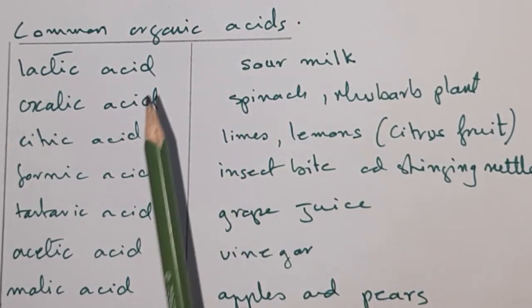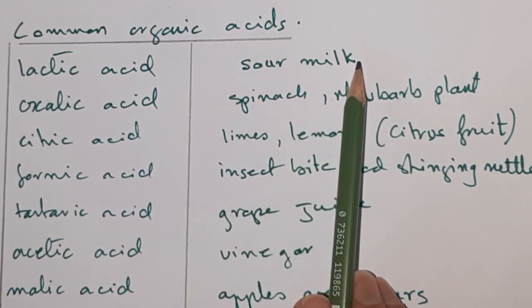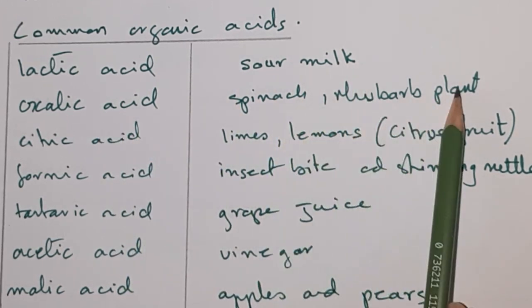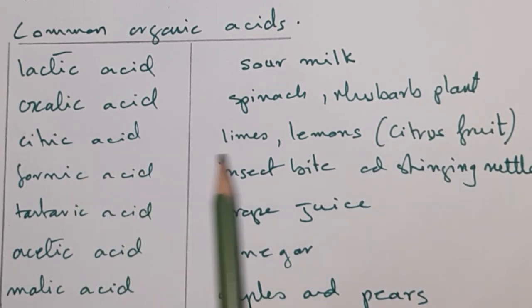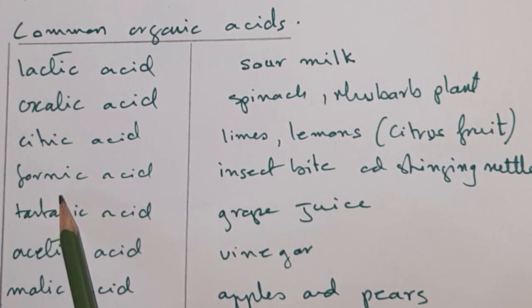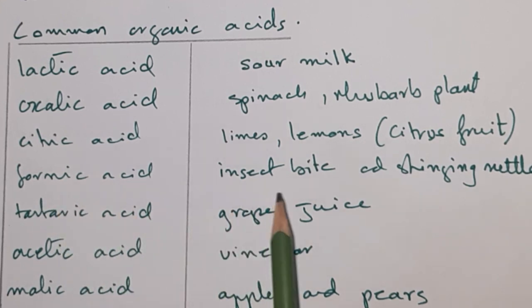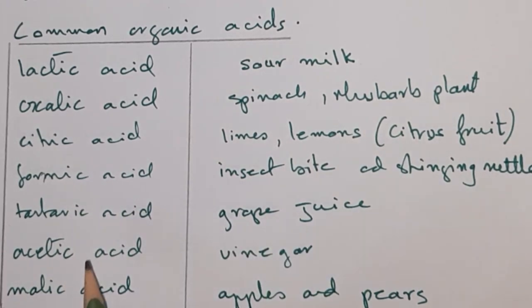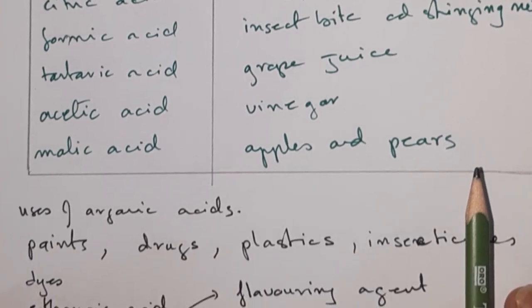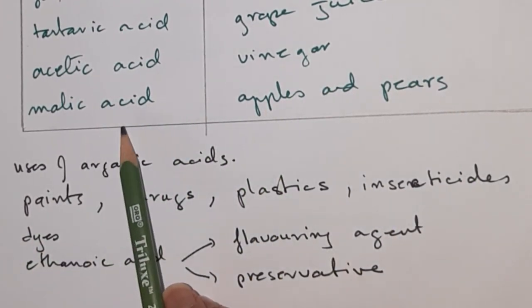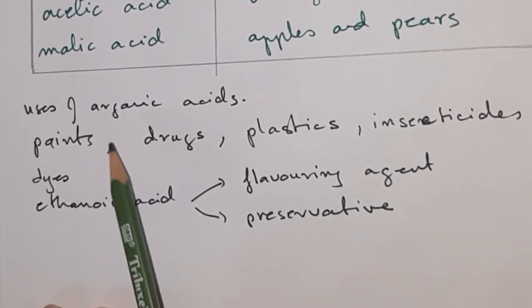Common organic acids: lactic acid, it is present in the sour milk. Oxalic acid, spinach, rhubarb plant. Citric acid, limes, lemons, citrus fruits. Formic acid, insect bite and stinging nettle. Tartaric acid, grape juice. Now acetic acid in vinegar. Malic acid, apples and pears.